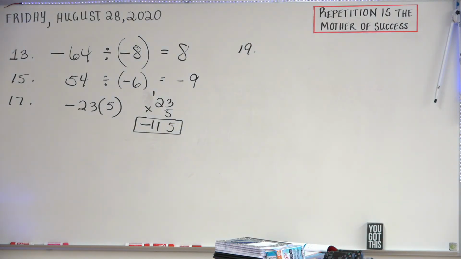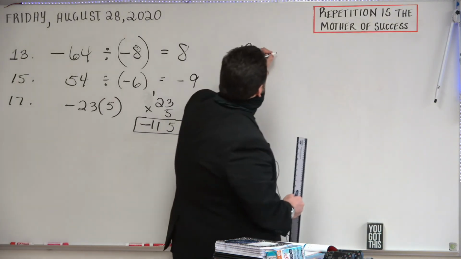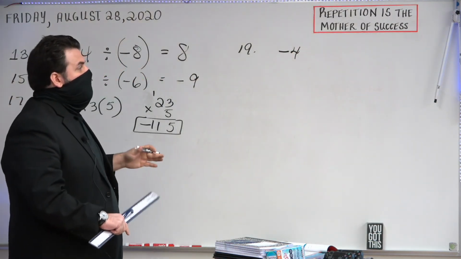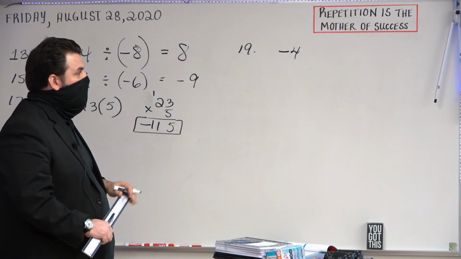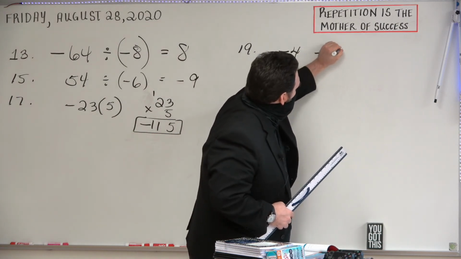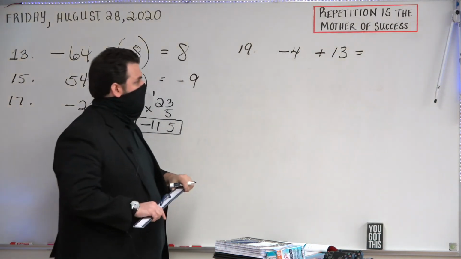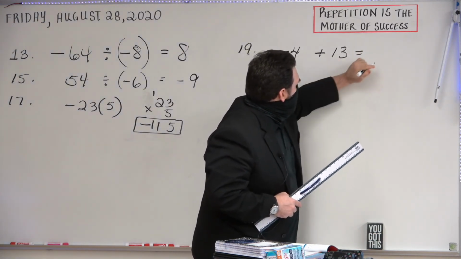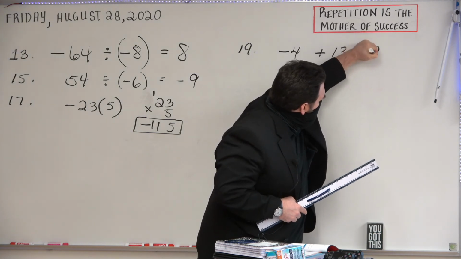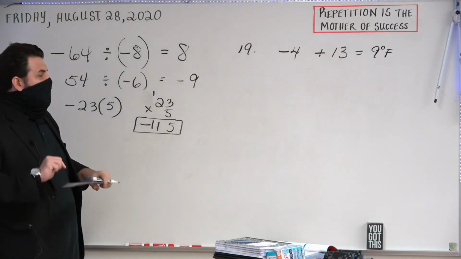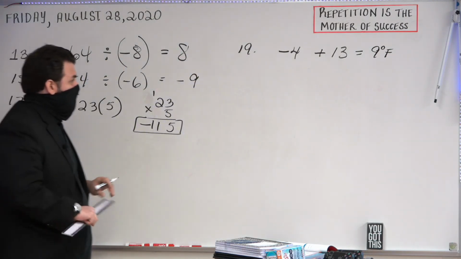And here we go. Number 19, the outside weather was negative 4 degrees Fahrenheit in the morning. So just write negative 4. And 13 degrees Fahrenheit in the afternoon. The word and in a math sentence means plus. Negative 4 plus 13. What'd you get? Positive 9. The bigger number was positive. Negative 4 plus 13. 13 minus 4 is 9. And we should put 9 degrees Fahrenheit. It doesn't matter so much in my class, but in your science classes, it'll matter a lot.